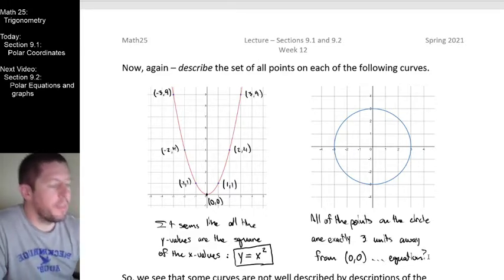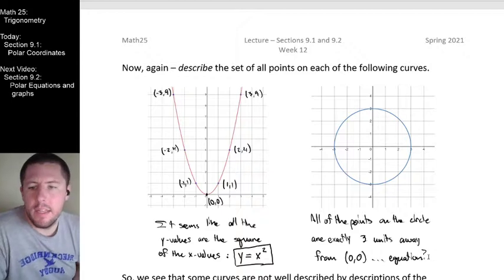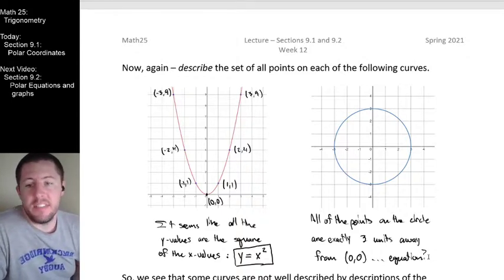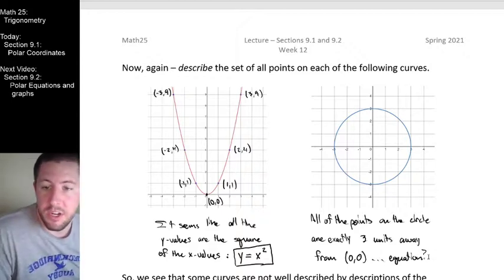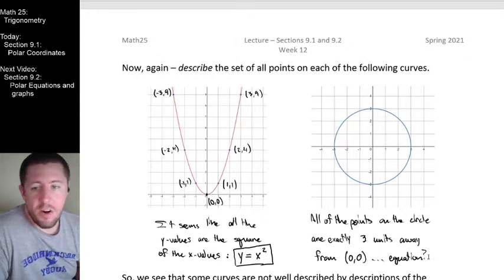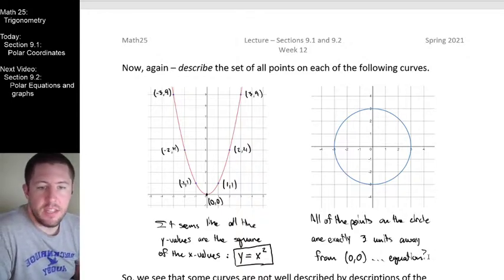Now, here's my problem with this. How am I going to get this to be some sort of XY relationship right there? It turns out we've seen equations of circles this semester, so I'm hoping you guys remember how we can define this equation here using X and Y coordinates, but it's harder. It's definitely not as easy as the previous two examples that we've done.